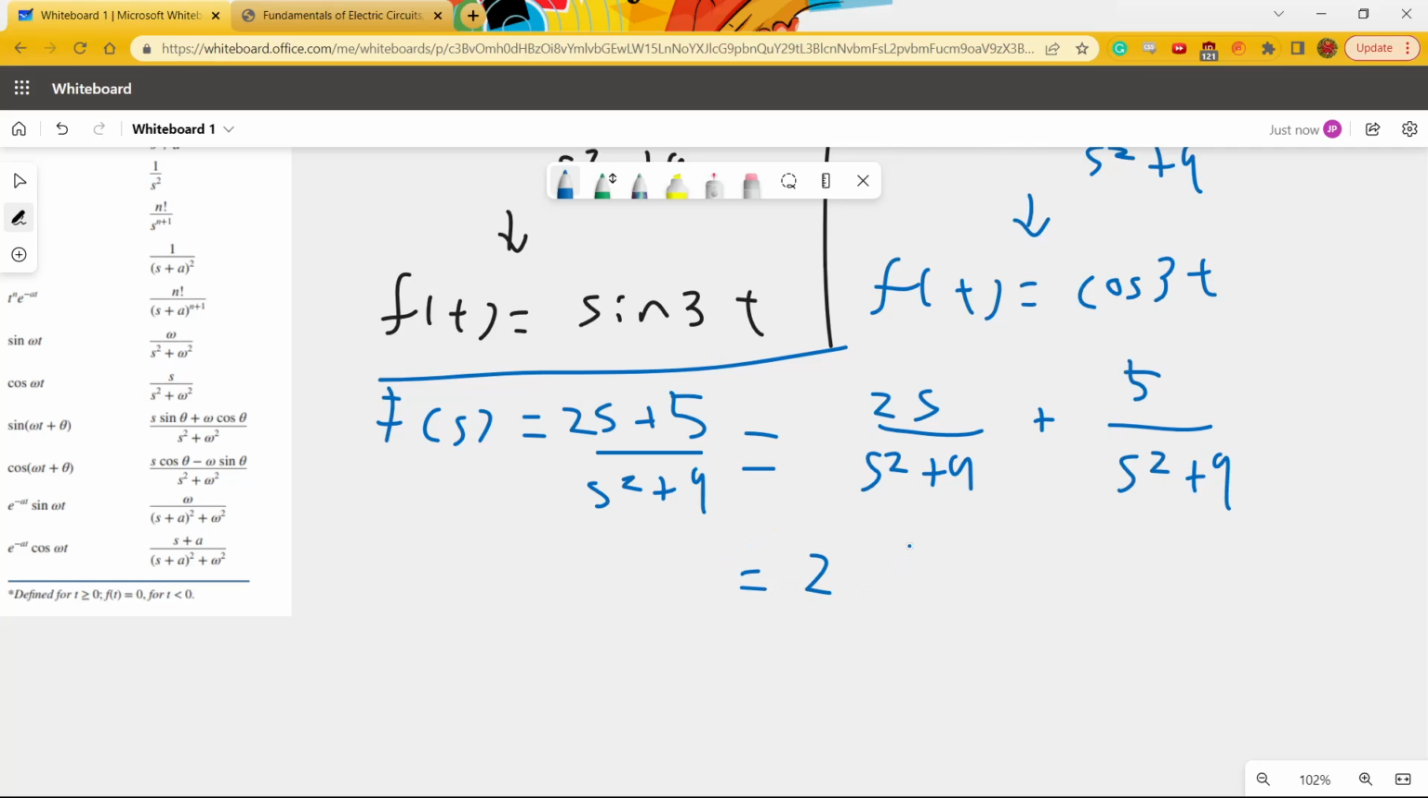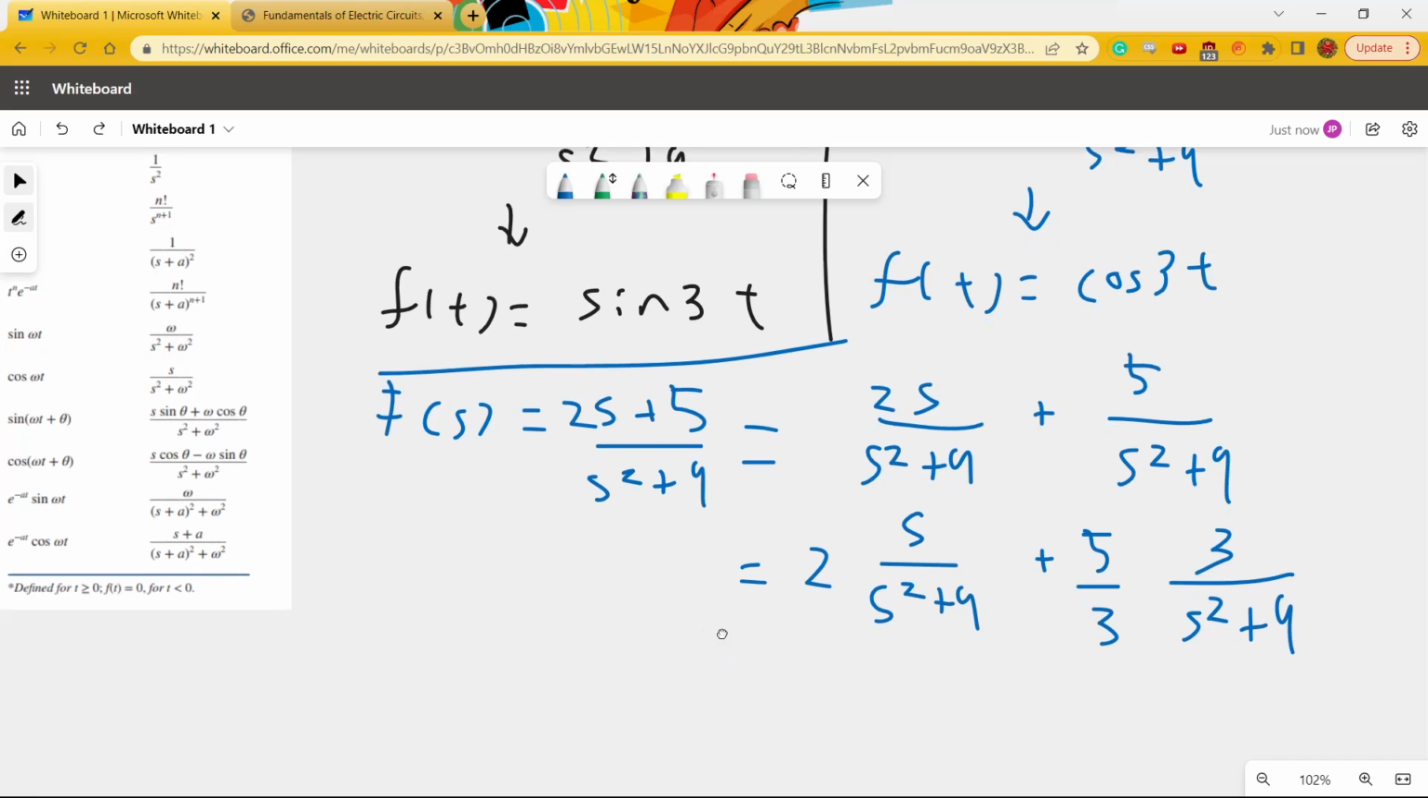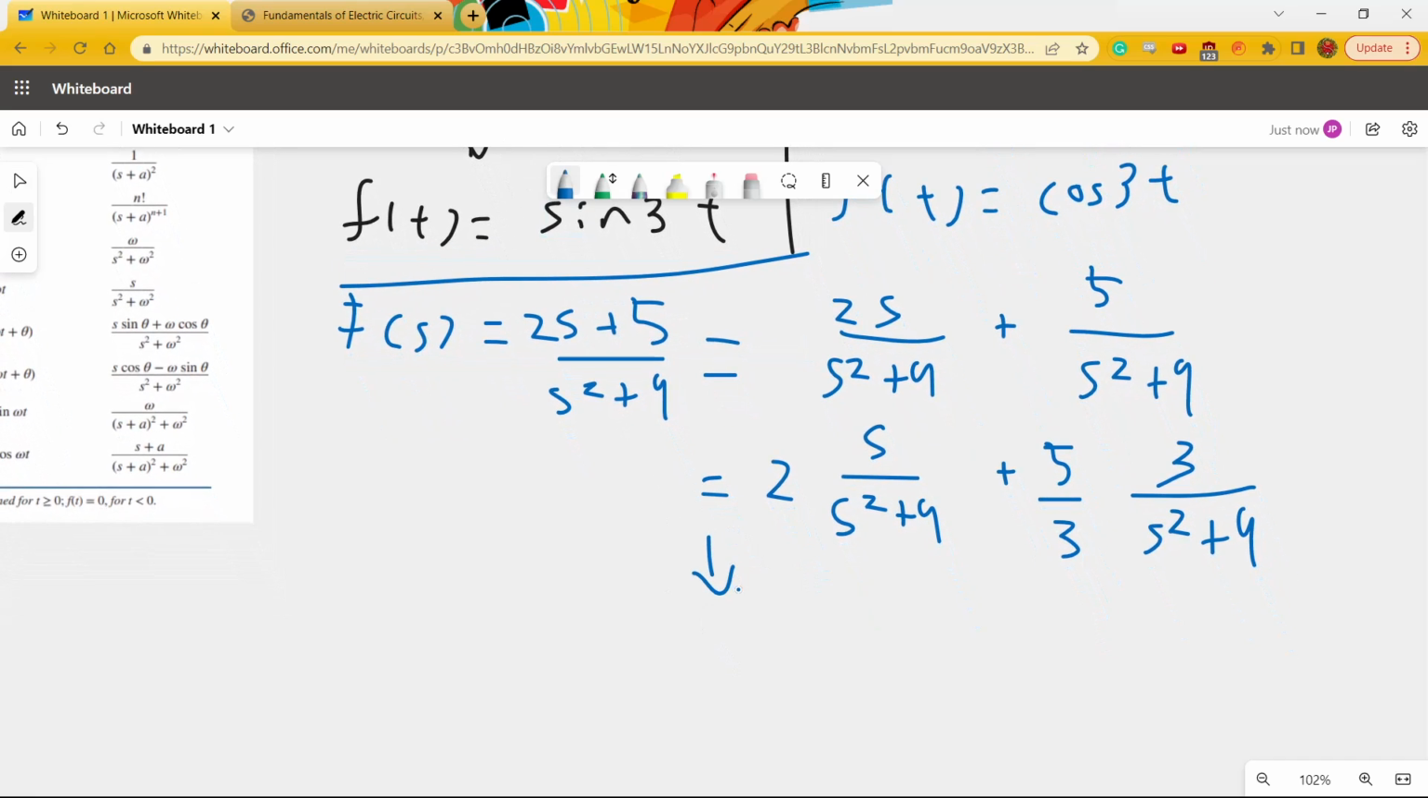We need to write this as 2s over s squared plus 9. And then what we're going to do here is pull out the 5, and we're going to divide by 3 and multiply by 3. So we introduce a 3 out of nothing. And now we have 2s over s squared plus 9 plus 5 over 3 times 3 over s squared plus 9. And this can be inverse Laplace transformed into 2 cosine 3t plus 5 over 3 sine 3t.